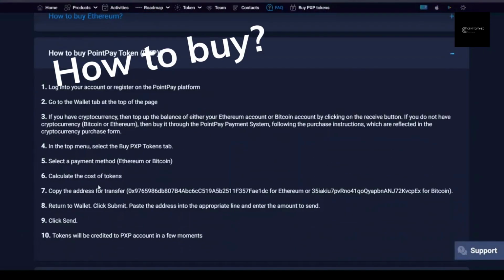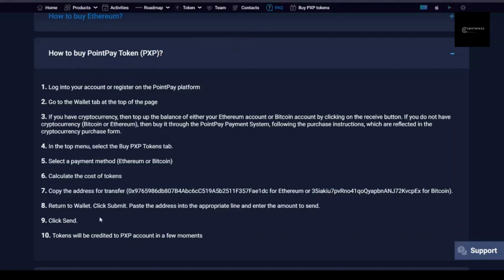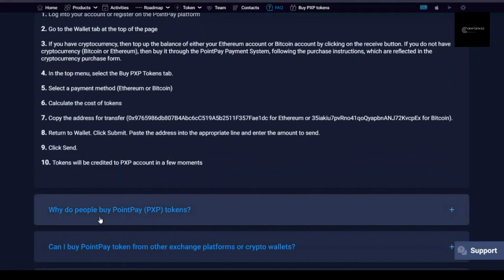How to buy PointPay tokens? The PointPay company recommends to every interested user who wants to enter this ICO and buy PXP tokens to pay only with Bitcoin and Ethereum, and from their PointPay account. Therefore, every user who wants to join the PointPay ICO and buy tokens will need to hold Bitcoin or Ethereum in their PointPay account. More specifically, in the PointPay bank account, or in the PointPay wallet.